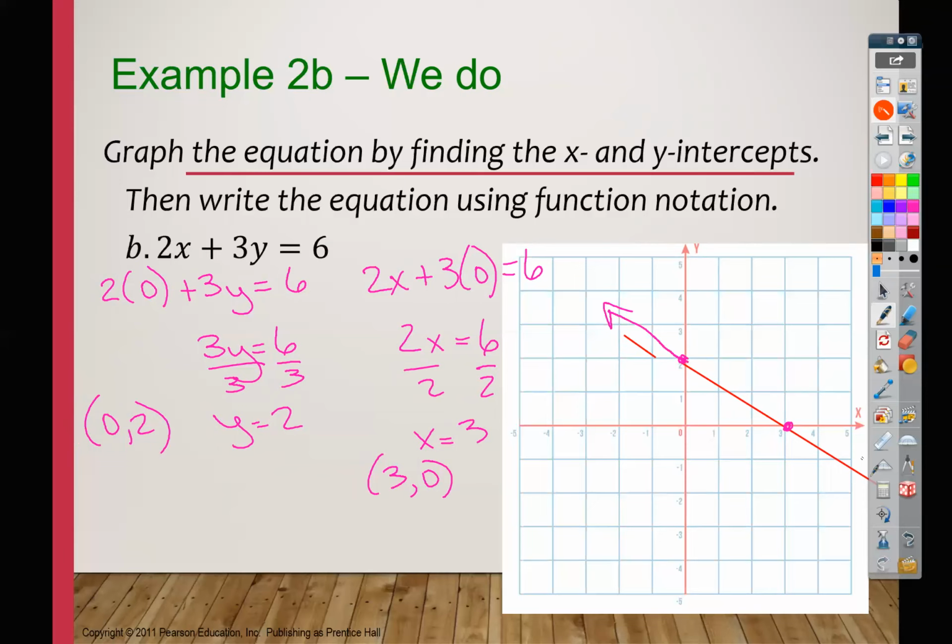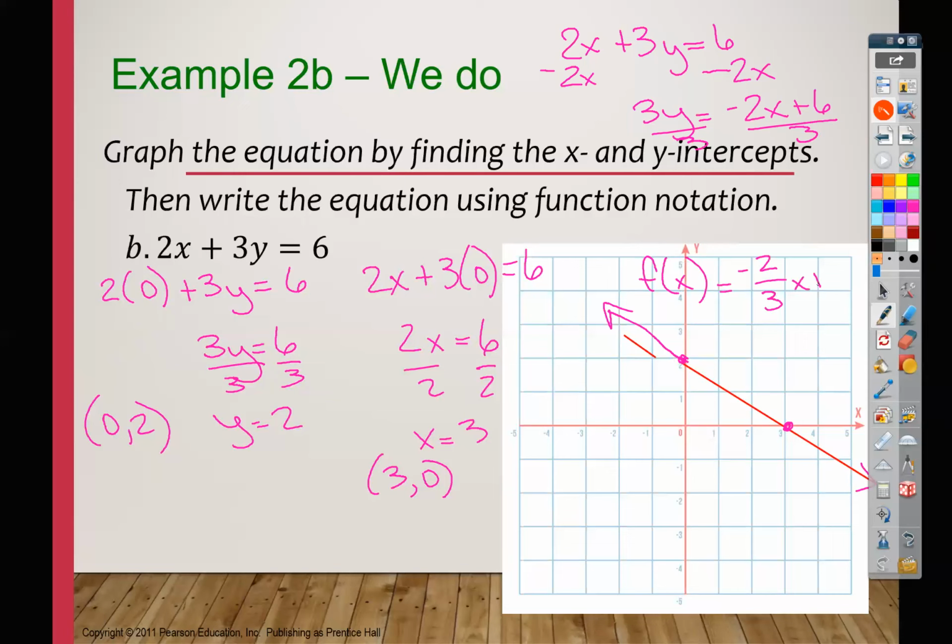Okay, now we have to put it in function notation. So I'm going to say 2x plus 3y equals 6. I need to get it in y equals mx plus b, so subtract 2x from both sides. We get 3y equals -2x plus 6. Divide both sides by 3. So you end up getting f of x equals -2/3 x plus 6/3, which is 2.